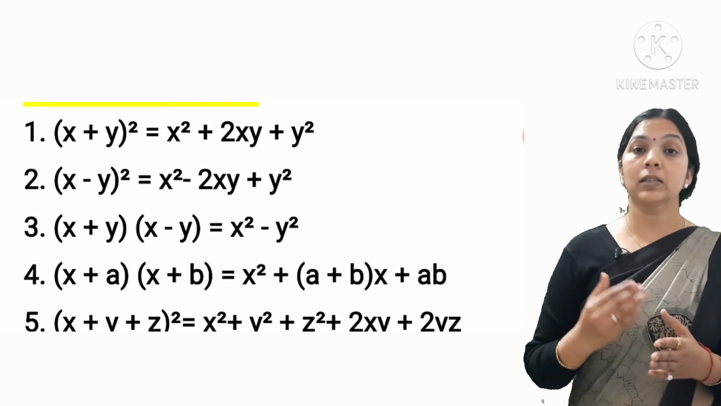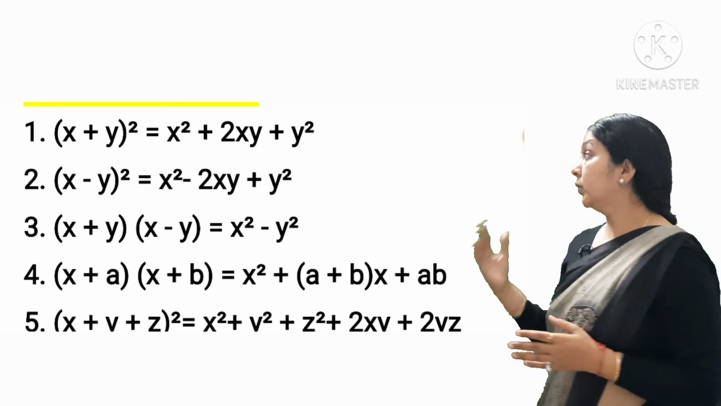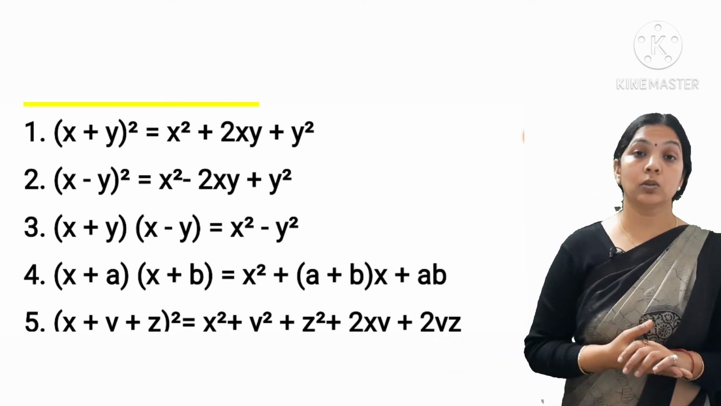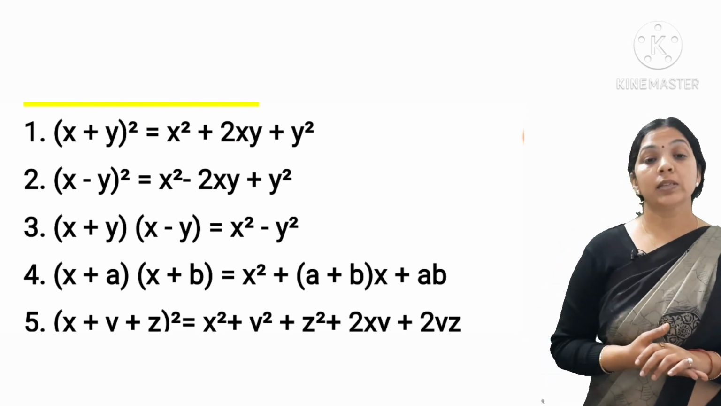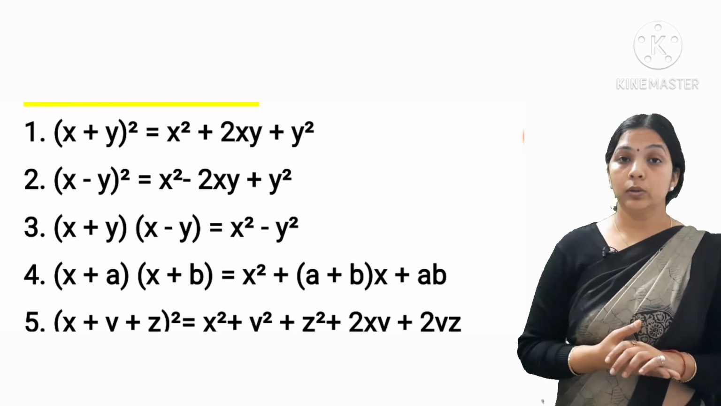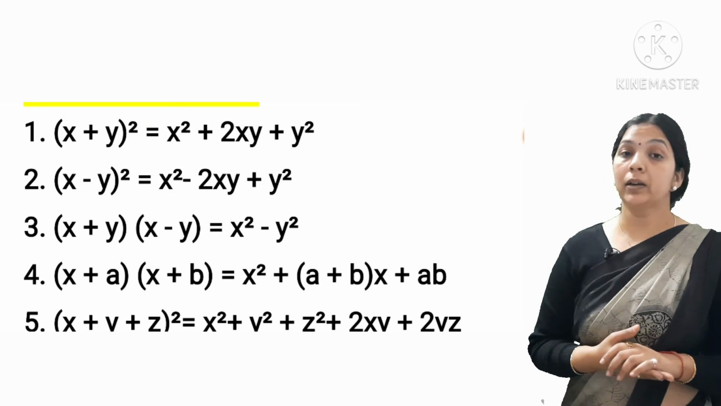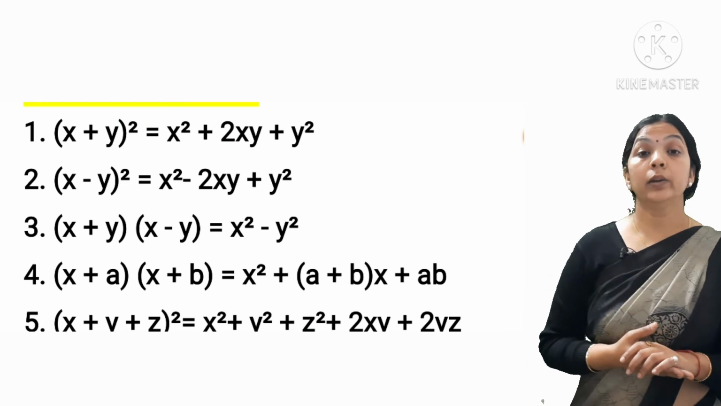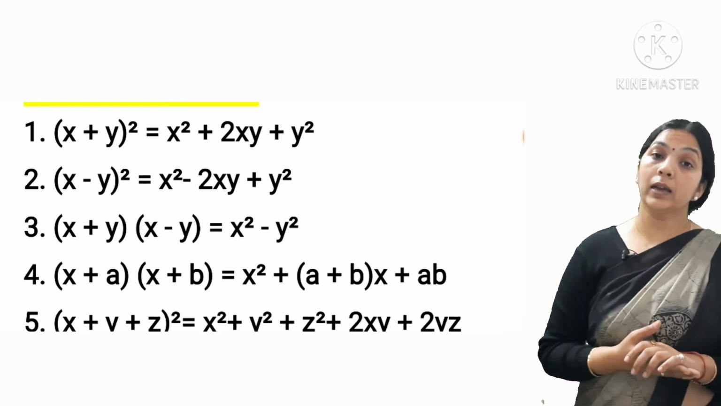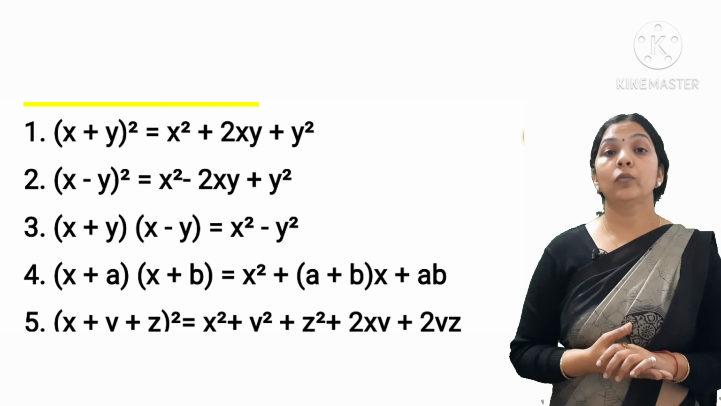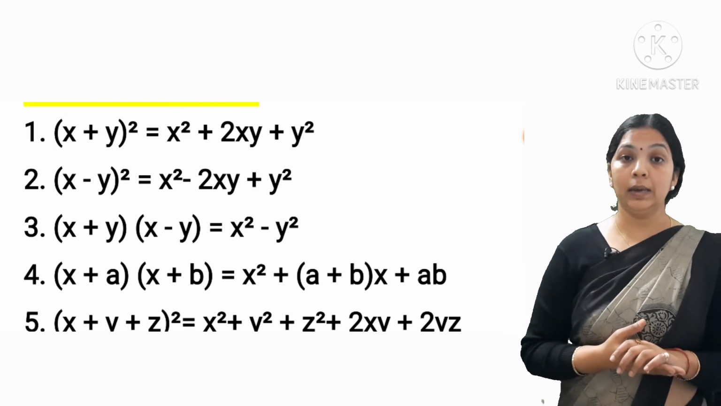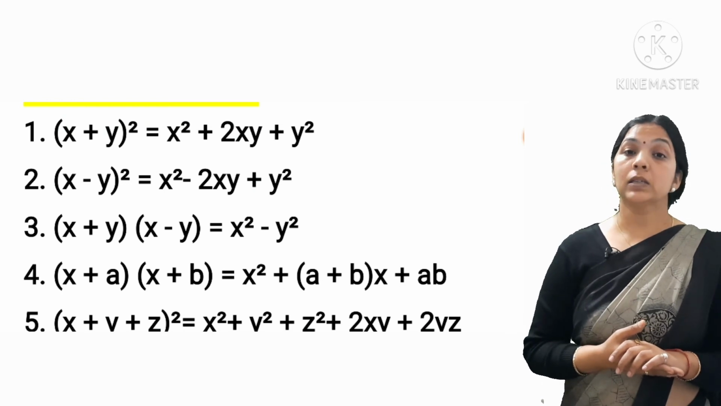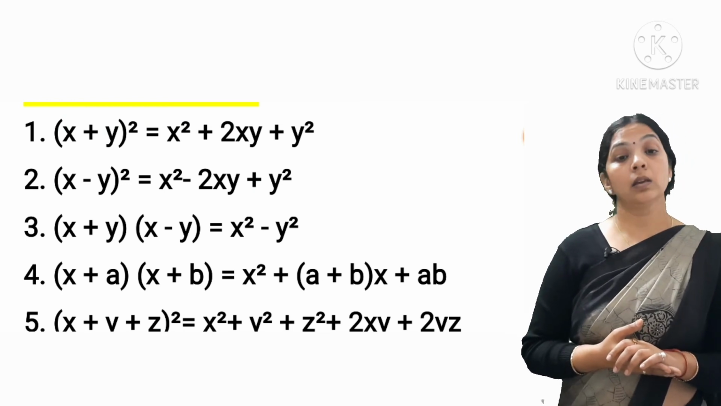The first one is x plus y whole square, which is equal to x square plus 2xy plus y square. Second is x minus y whole square, which is equal to x square minus 2xy plus y square. The third is x plus y into x minus y, which results in x square minus y square. The fourth one is x plus a into x plus b, which results in x square plus a plus b into x plus ab.